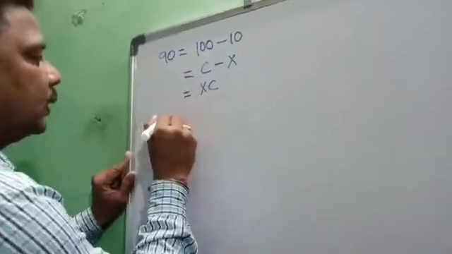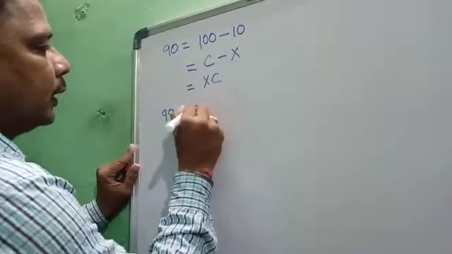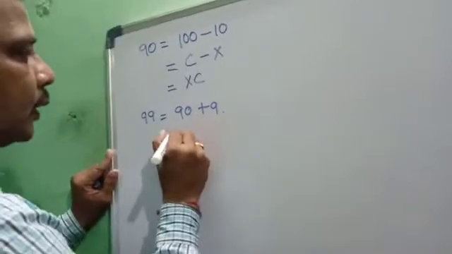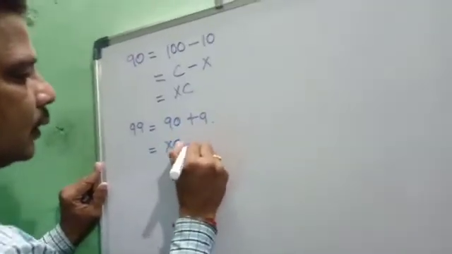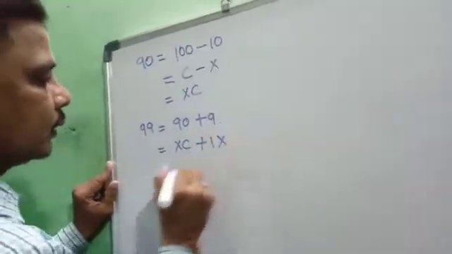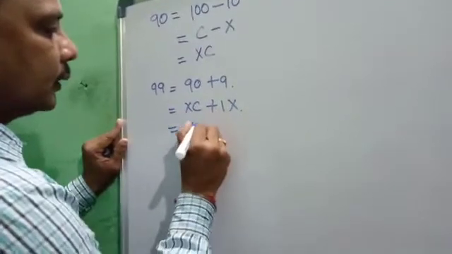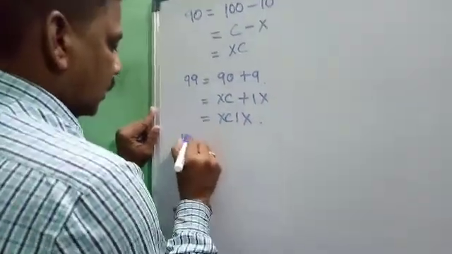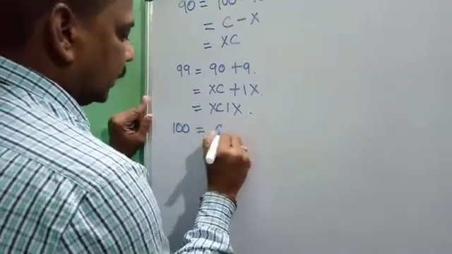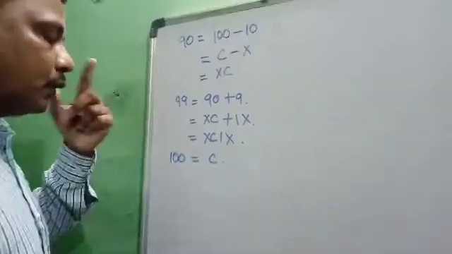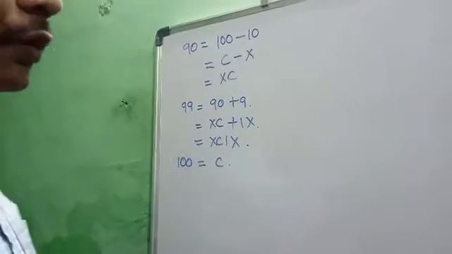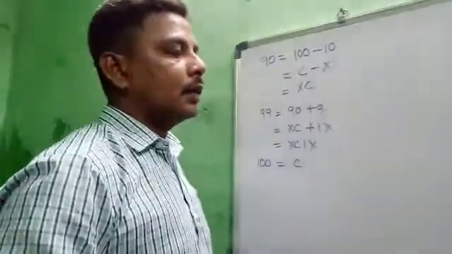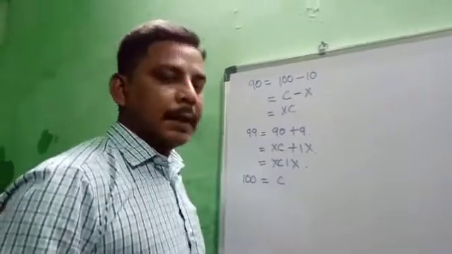We can write 99 also. 90 plus 9. 90 means XC, 9 means IX. Then XCIX. And the letter for 100 is C. If you know up to 1 to 100, then you can write up to many numbers.